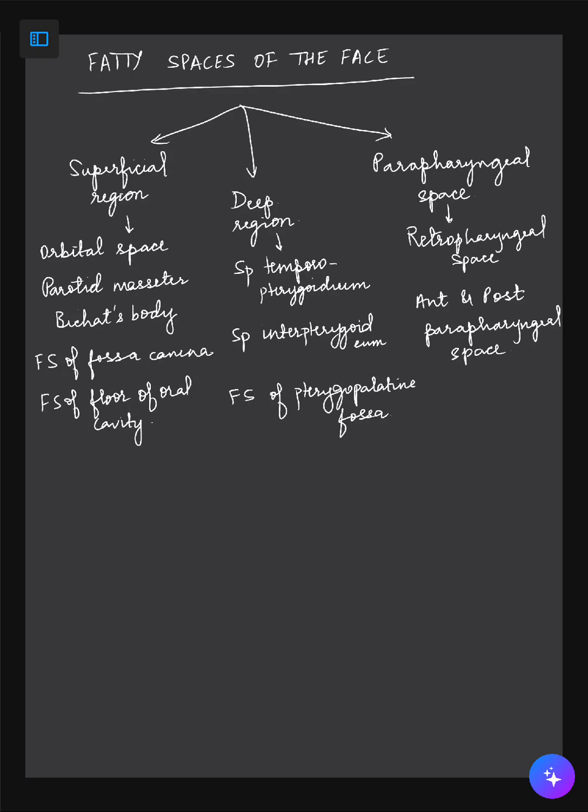Now there are fatty spaces of the face: superficial region, deep region, and parapharyngeal spaces. Superficially we have seen the orbital space, parotid masseter, and Bichat's body, and fatty space of fossa canina, fatty space of the floor of the oral cavity. And in the deep region, there is spatium temporopterygoideum, spatium interpterygoideum, and fatty space of pterygopalatine fossa. And parapharyngeal spaces, there are the retropharyngeal space, anterior and posterior pharyngeal spaces, which we have seen already, all these fatty spaces of the face.